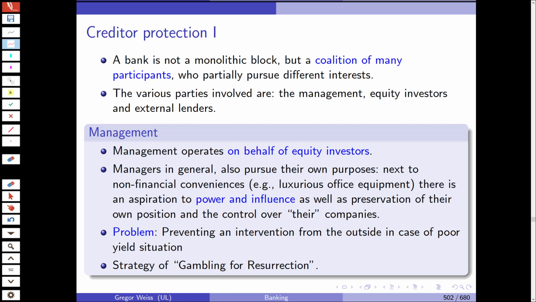Okay. Now, I've already mentioned that one main justification for banking regulation is creditor protection. A bank is not a monolithic block, but a coalition of many participants who partially pursue different interests. They have different stakes in the company. And the various parties involved are, first of all, bank managers, shareholders, and external lenders, creditors. And management will operate on behalf of equity investors, at least they should.